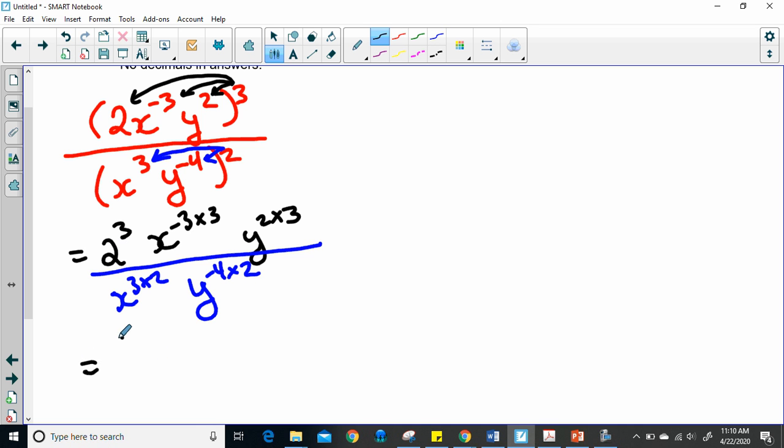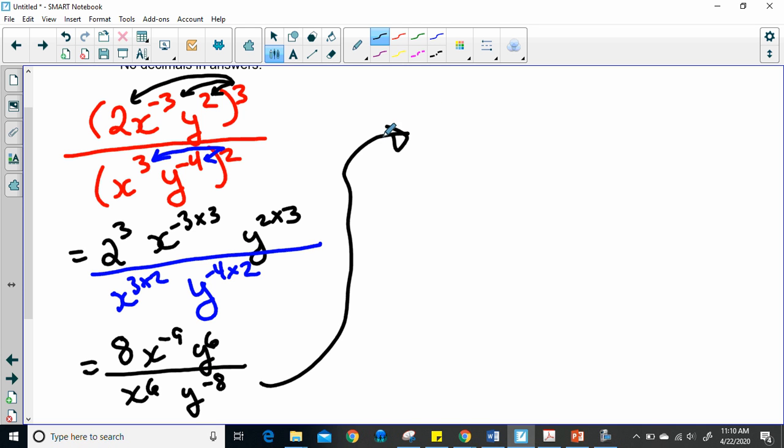2 cubed is 8. X to the negative 3 times 3 gives me x to the negative 9. Y to the 2 times 3 gives me y to the 6, all over x to the 3 times 2 gives me an x to the 6. Y to the negative 4 times 2 gives me a y to the negative 8.